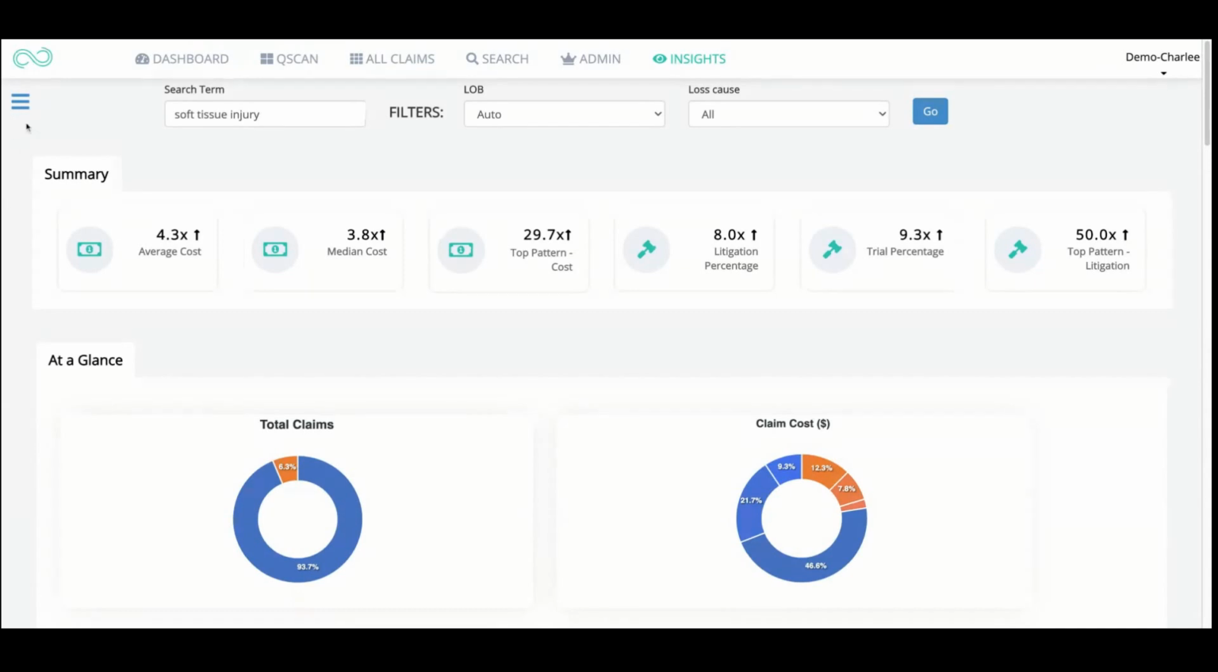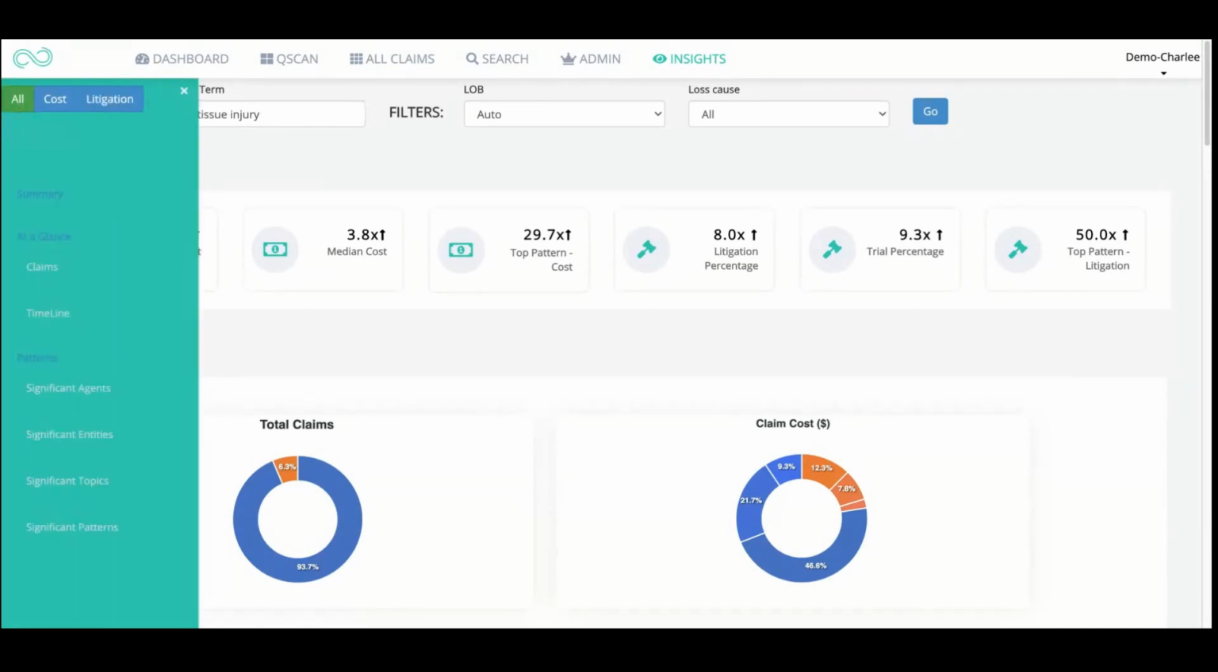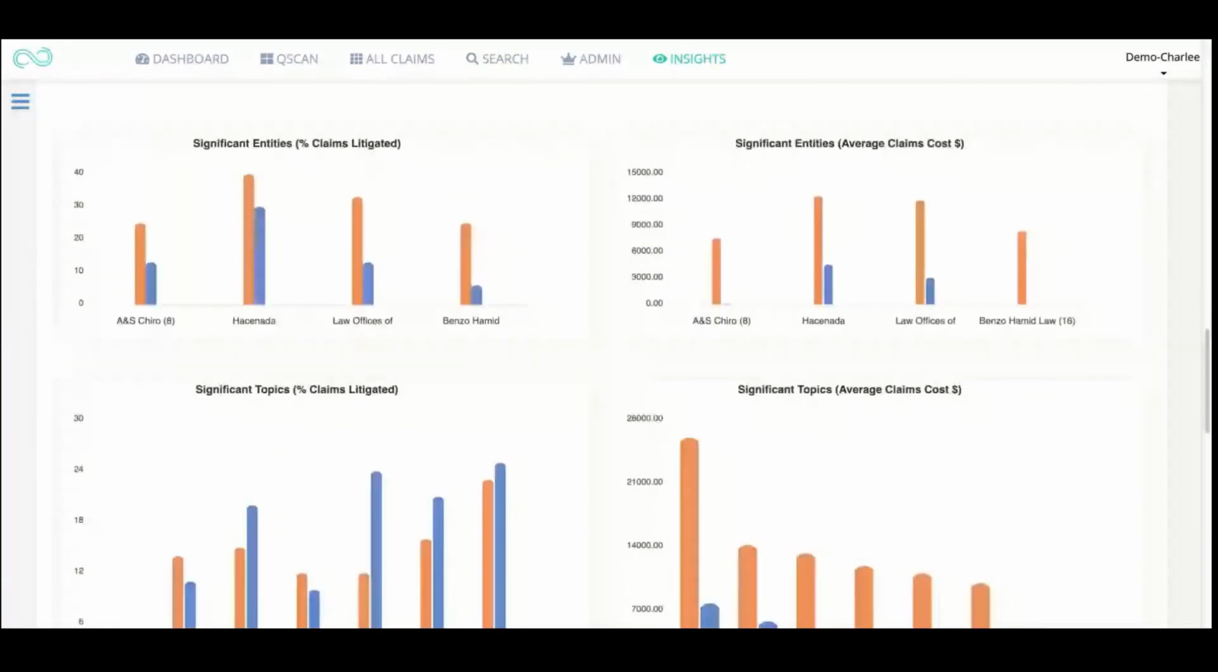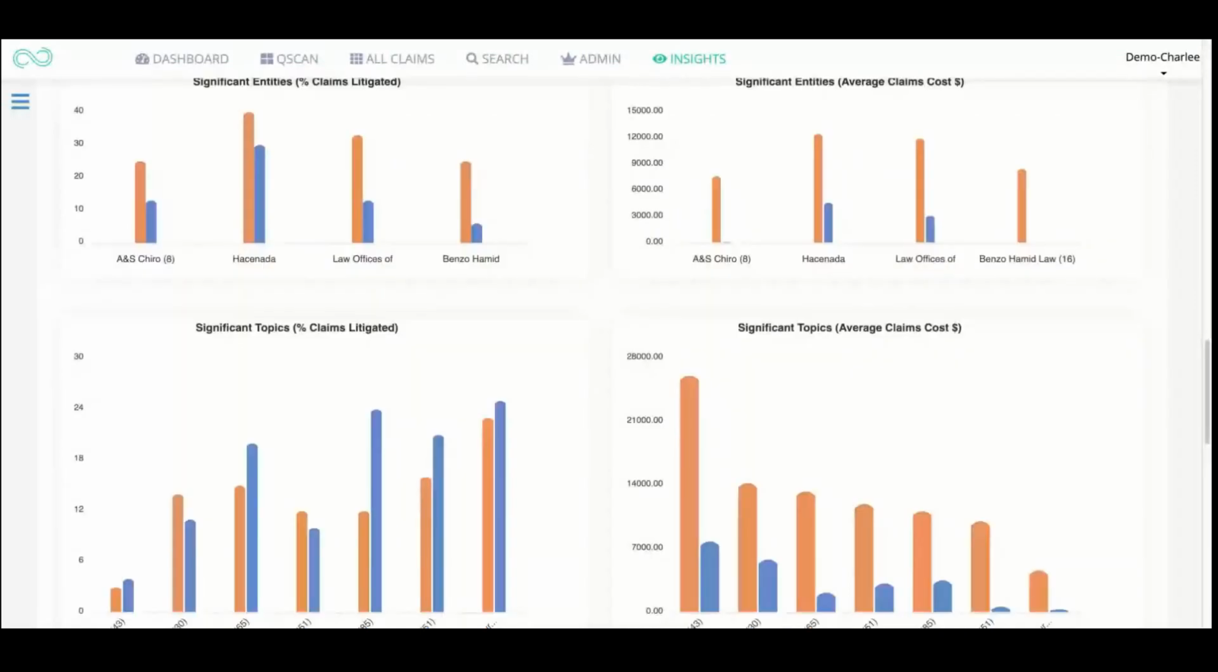Now, let's take an example. Let's say you want to look at who are the significant entities that are involved in soft tissue injury claims in my data. So what Charlee does is automatically extract various entities from claim notes: body shops, lawyers, chiropractors, various things that might be found.